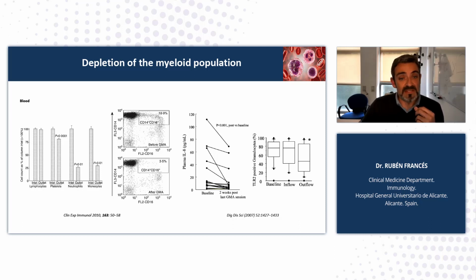This other study also showed a reduction in plasma levels of interleukin-8, which is one of the products released by CD16 positive monocytes, along with other pro-inflammatory cytokines. And as you can see here, it is significantly downregulated 2 weeks after GMA treatment, and also the expression of TLR2, which is a surface receptor for specific bacterial antigens, is also reduced after GMA treatment in UC patients.